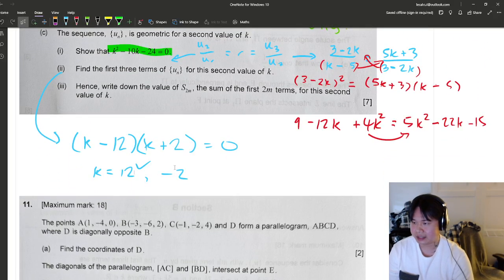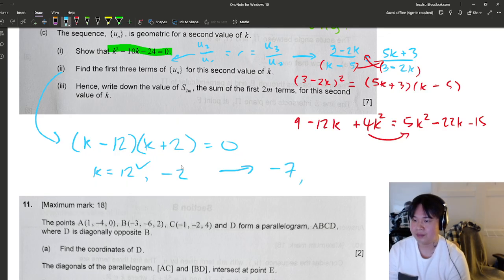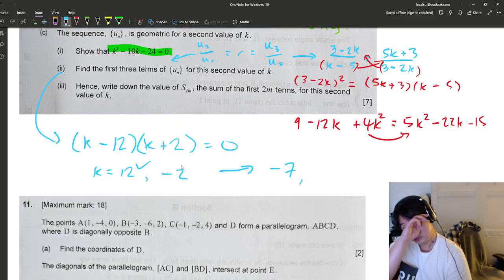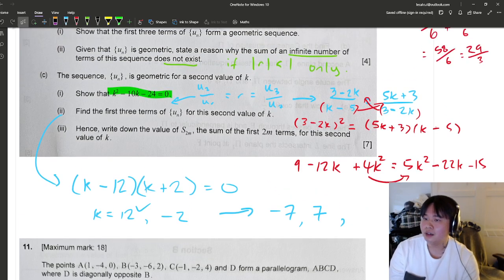So we're going to use the second value of k, negative 2, and then we find the first three terms. So the first one is k minus 5, so negative 7. The second one is 3 minus 2 times negative 2, so 3 plus 4 is 7. And then I'm going to assume that this is negative 7. Again, unless I did my math wrong. Oh my god.